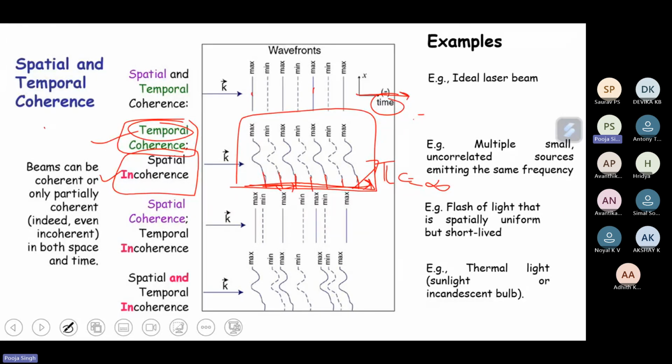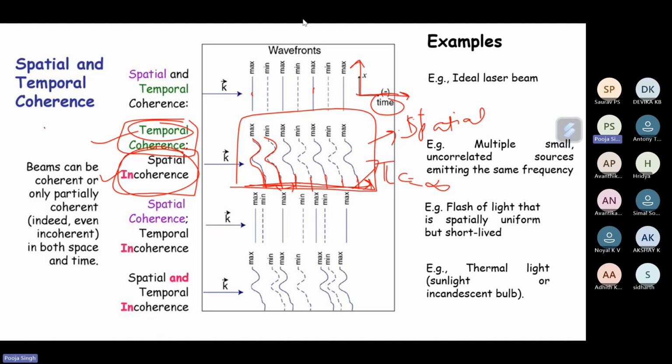Now here, they are saying that it is spatial incoherent. Spatial means with the space. So that means we will consider the y-axis. If we are seeing the wave nature, it is varying. It is not equal with the distance also. So what we can say is that it is a spatial incoherence. Within the space, it has incoherency.